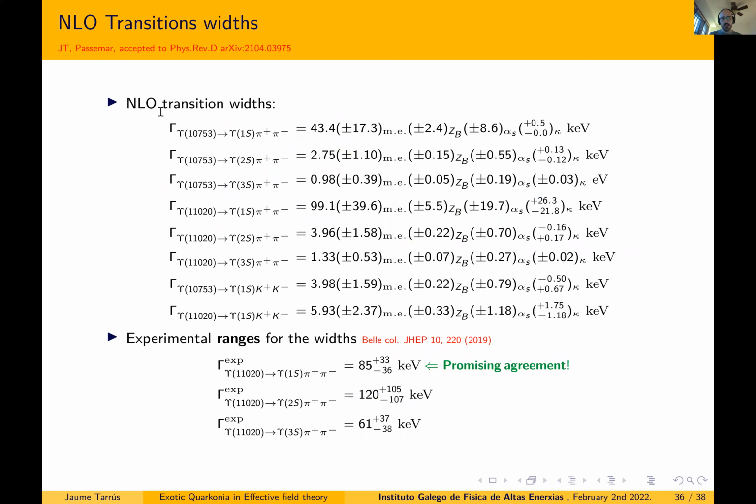Then we have these total widths for these transitions, again with the uncertainties in parentheses, with the label here telling you what are the origins of these uncertainties. In this case, we have some experimental values for these. These are still very rough measurements for these widths, and they should be understood as ranges and not 1 sigma intervals. But already for this transition here, we find some promising agreement with our result.